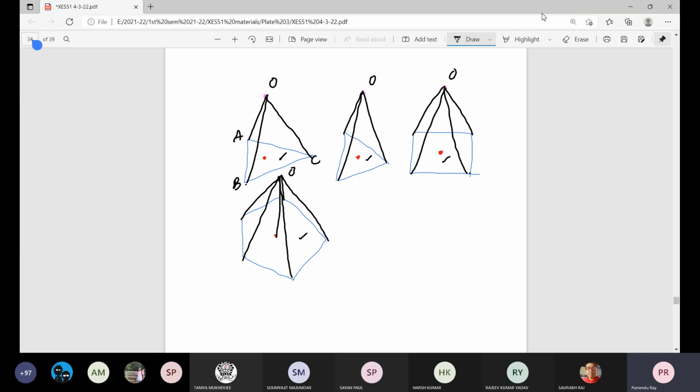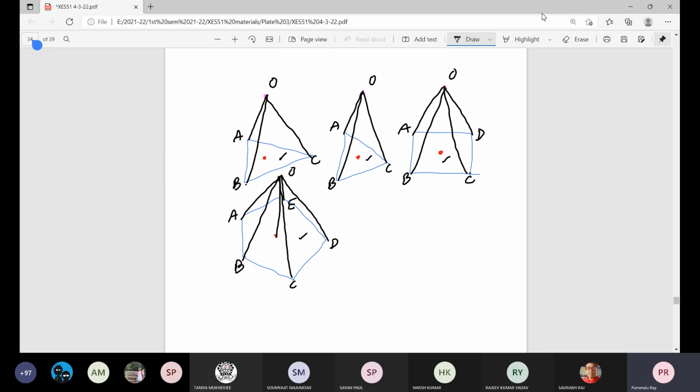These are the triangles OAB, OBC, OCA. Then for this one, OAB, OBC, OCD and ODA. And here OAB, OBC, OCD, ODE and OEA.